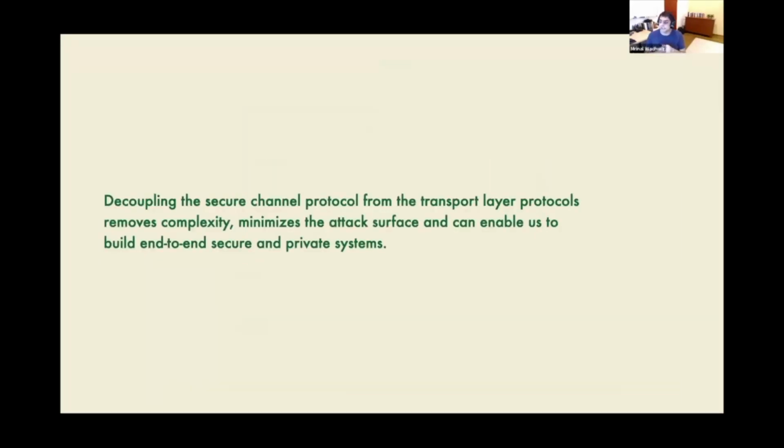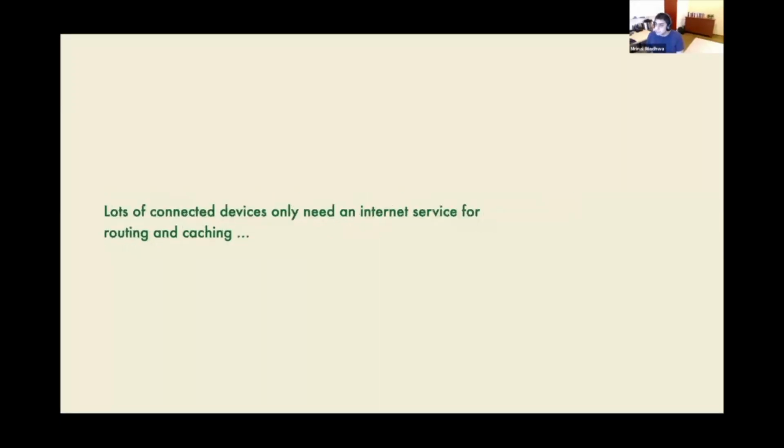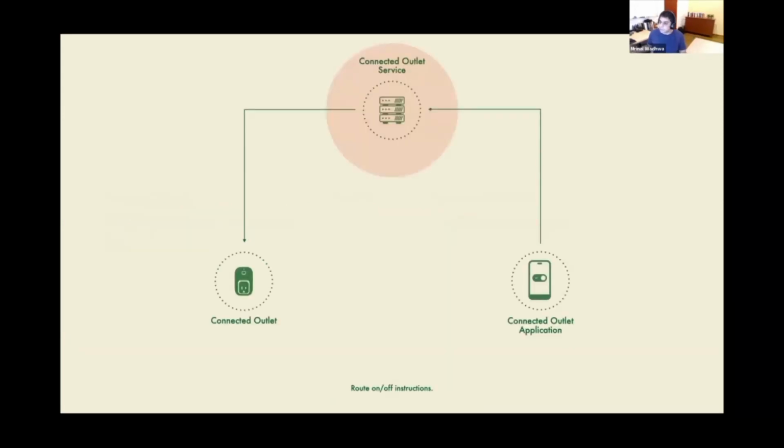So decoupling the secure channel protocol from the transport layer protocol, in my view, removes a whole bunch of complexity, reduces the attack surface of the system, and enables us to build these end-to-end secure and private systems. And it turns out, even though I made up a contrived small use case, lots of use cases only need routing and caching and don't need the server to actually read the data. So here are some examples.